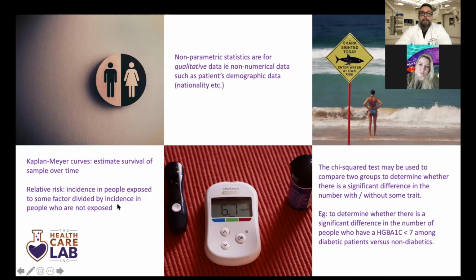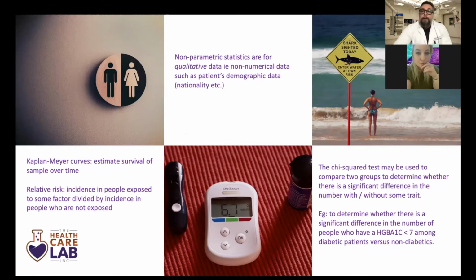Now, relative risk is the incidence in people exposed to some factor divided by the incidence in people who are not exposed. So if you want to know someone's relative risk of cancer from smoking, and it was 9-to-1, you would say, well, people exposed to smoking who were longtime smokers over 10 years have a 9 times increased incidence of cancer versus those who are not exposed.